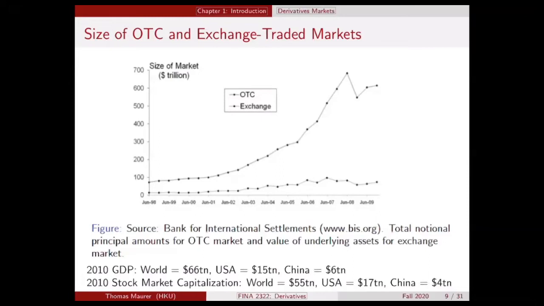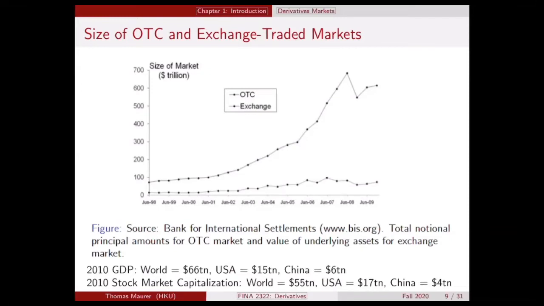If you compare that to the 2010 GDP of the entire world, that was only $66 trillion. So you see, in these derivative markets, you have contracts which actually are written to exchange something which is about 10 times the value of what the entire world produces within a year. And also, if you look at, for example, US GDP in 2010, that was 15 trillion, and the GDP of China was $6 trillion. So just showing that really these derivative markets are enormous.